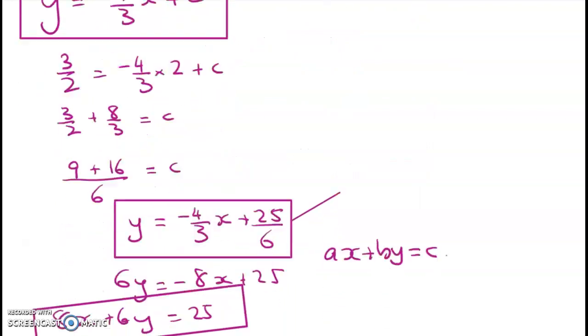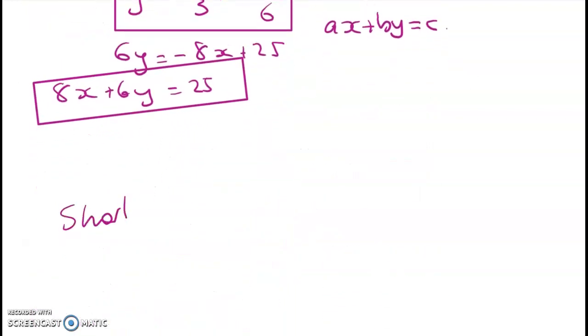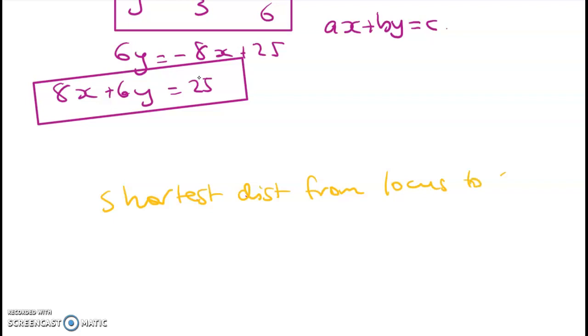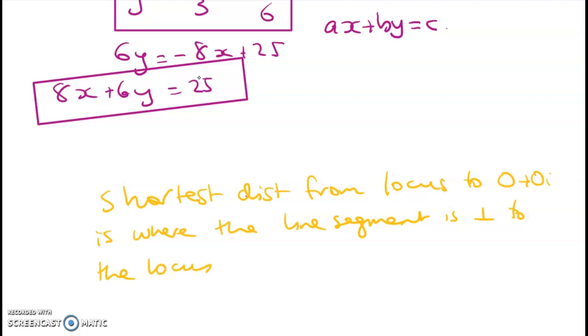So we'll get rid of that ruler and we'll go down here and write something up. So something like this: the shortest distance from the locus to the origin is where the line segment is perpendicular to the locus, i.e. at 2 plus 3 over 2 i.